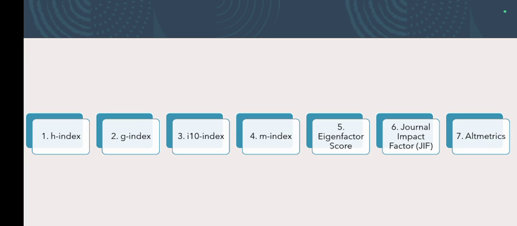For the journal impact factor, the number of citations of that particular journal in the previous 2 years is divided by the number of articles published in the previous 2 years. This is how the journal impact factor is calculated.